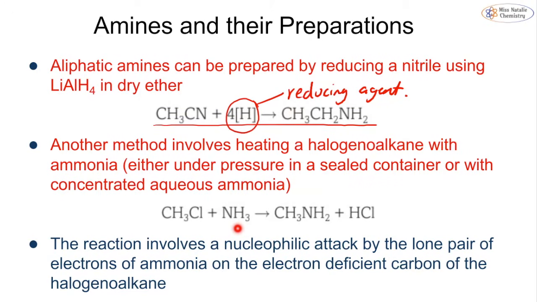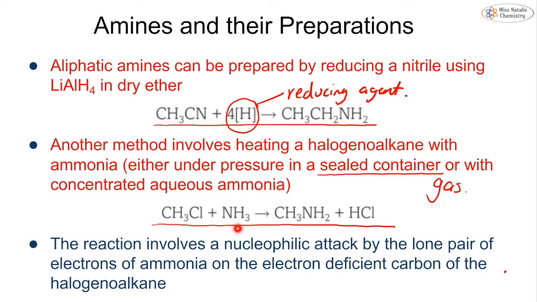Another method involves heating a halogenoalkane with ammonia, either under pressure in a sealed container, or we can use concentrated aqueous ammonia. Of course, we need to have the sealed container because ammonia is a gas and we do not want it to escape. Now, the reaction for this, you can see here we've got chloromethane reacting with ammonia to give us our methylamine and a hydrogen chloride.